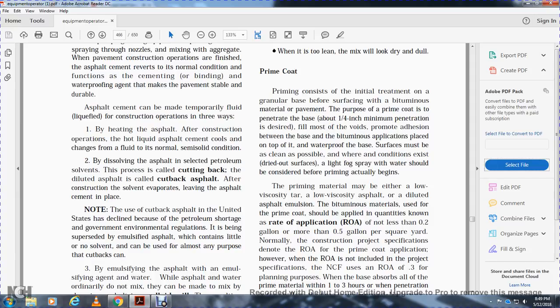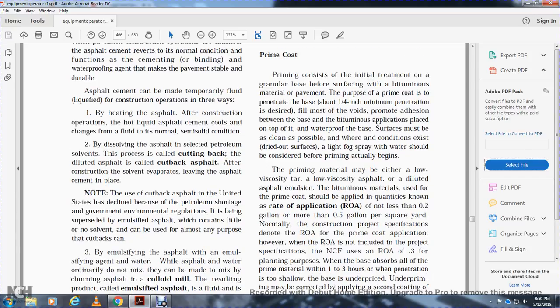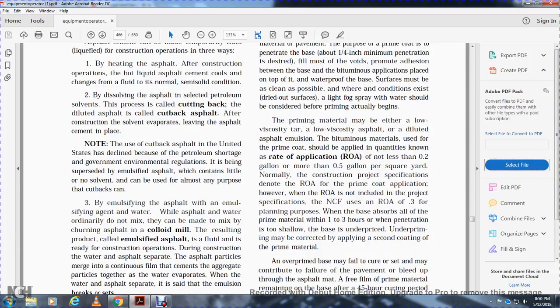Prime material may be either low viscosity tar, low viscosity asphalt, or diluted asphalt emulsion. Bituminous material used for the prime coat should be applied at a rate of application not less than 0.2 gallons and not more than 0.5 gallons per square yard. Normally the construction project specifications denote the rate of application for the prime coat. However, if the rate is not included in the project specifications, Navy Corps forces use a rate of 0.3 gallons for priming purposes. When the base basically absorbs all the prime material within 24 hours, insufficient penetration to shallow bases under priming may be corrected by applying a second coat of the prime material.